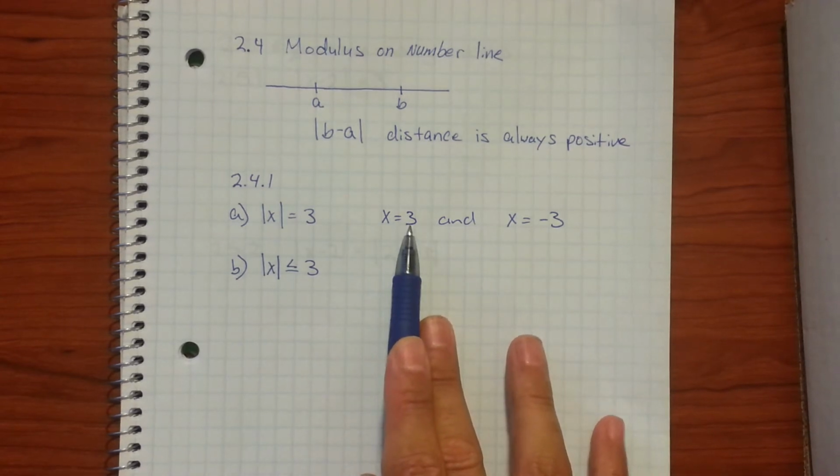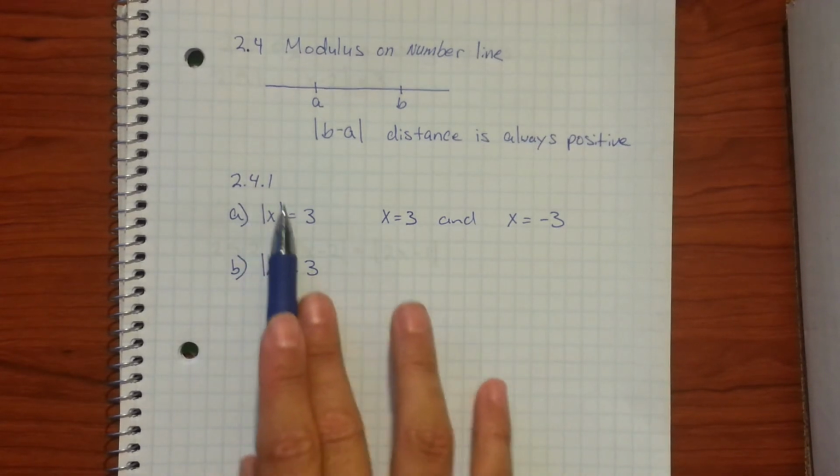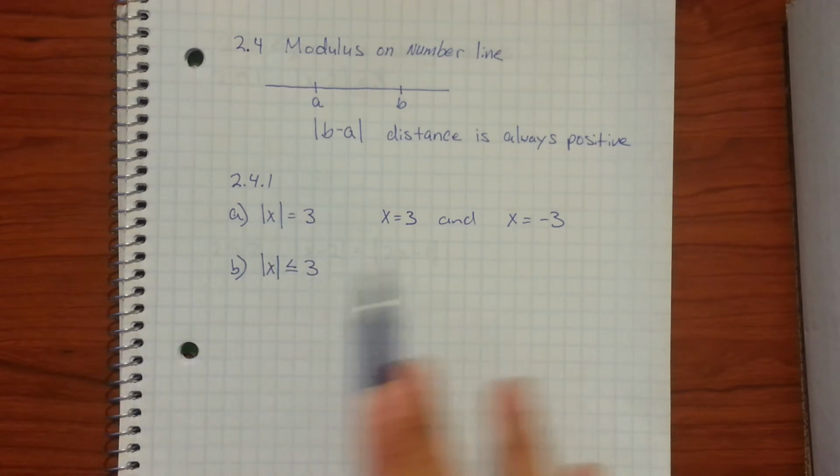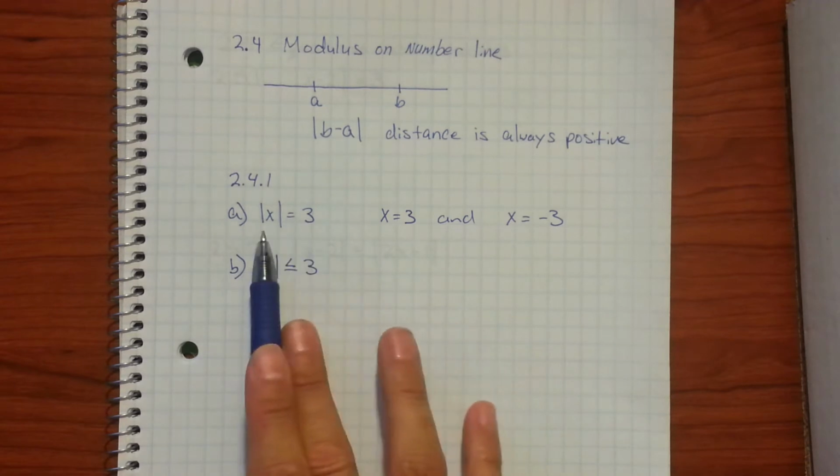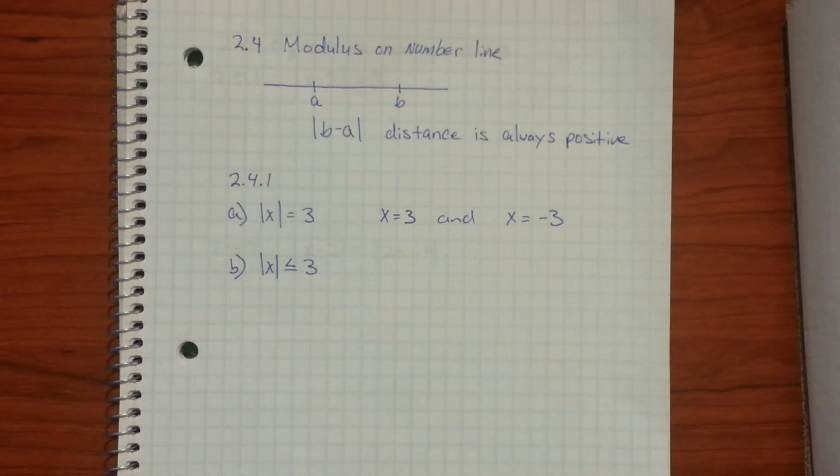So for right here, if I plug in 3 here, the absolute value of 3 is equal to 3. If I plug in a negative 3, the absolute value of negative 3 is equal to 3. So both of those statements are going to be true as my answers.